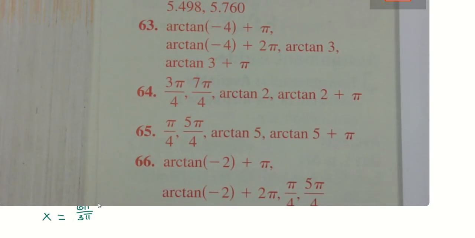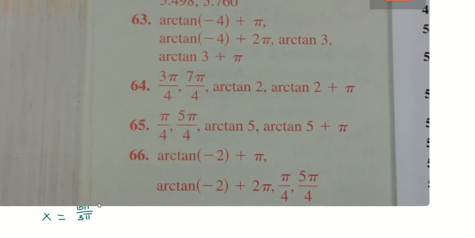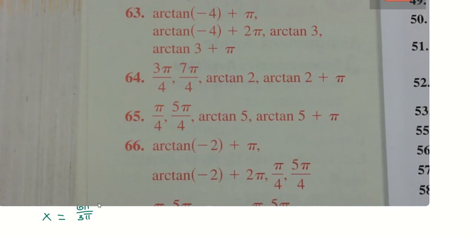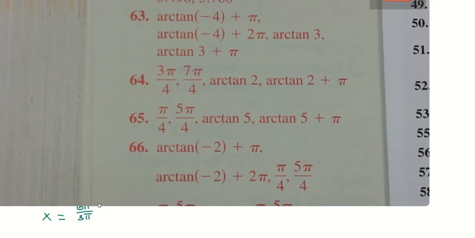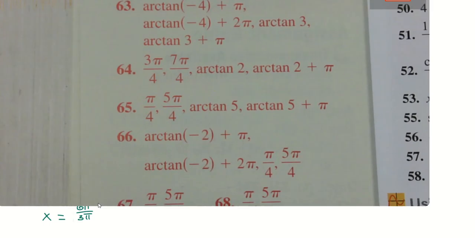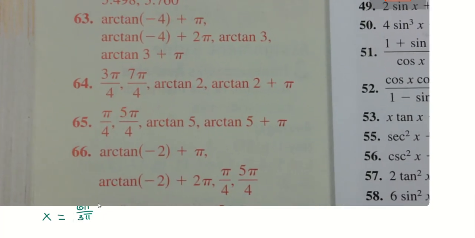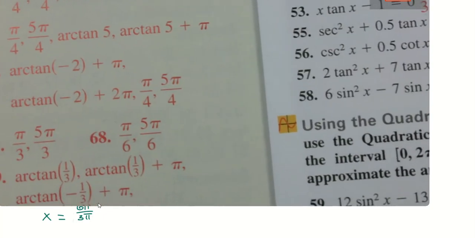I get arctan of -4 plus pi. Red. We're trying to work within 0 and 2 pi. Yep. -4. And I'm all goofed up here. Sorry. Where am I looking? Thank you. So there we go. I don't know why I'm looking there.